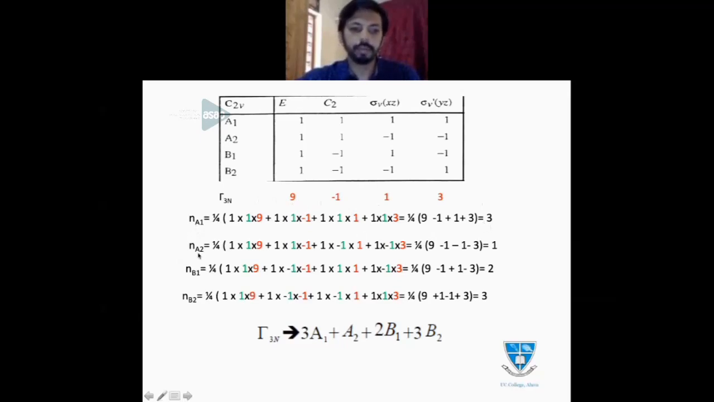And the number of A2 present in the reducible representation is 1. Doing the same operation, we can determine that the number of B1 is 2, and the number of B2 is 3. So we can reduce this reducible representation into 3A1 plus A2 plus 2B1 plus 3B2.